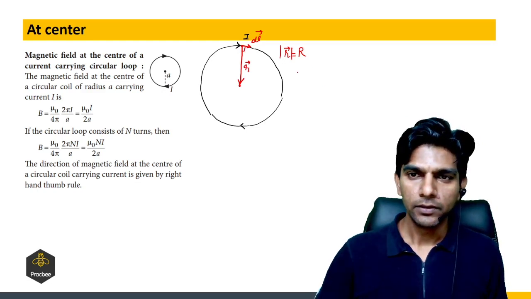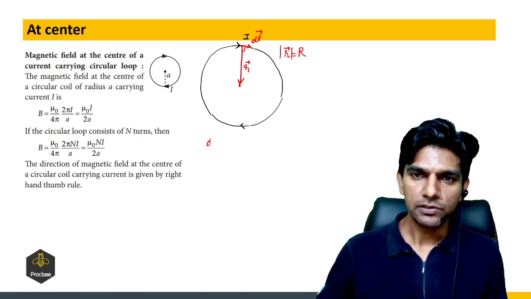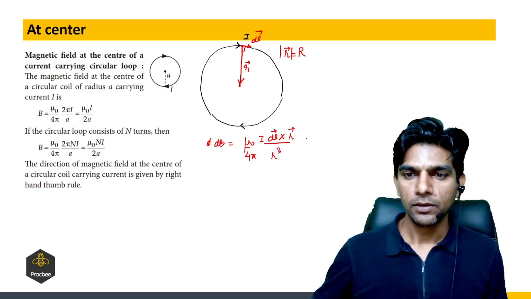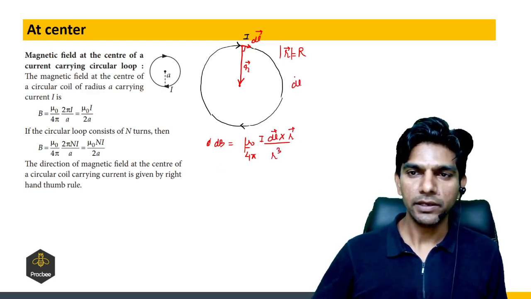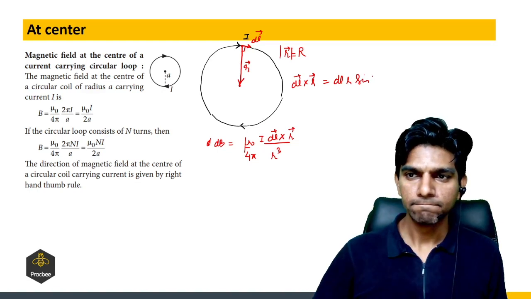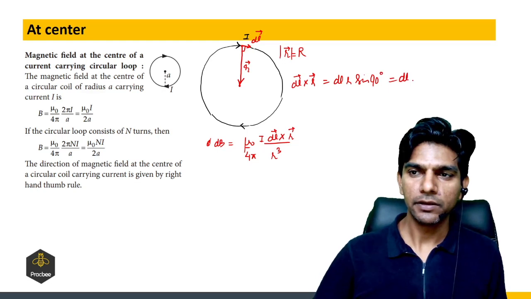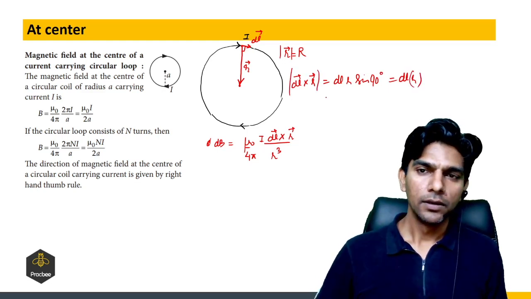So if I apply Biot-Savart's law, then dB will be mu naught upon 4 pi I dl cross r vector upon r cube. Now here dl cross r will be what? So dl cross r is dl r sine theta, right? And in this, theta will be 90 degree. So this will be dl times r, that is the magnitude.